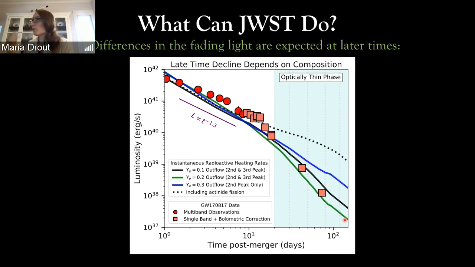So that's the goal of our program, for another one of these programs, to trace the light over time, but really we are focusing on this time period from about 30 days to 120 days after the explosion. We're going to get several epochs of observations with JWST to try and probe how bright it is and how quickly it's fading to try and disentangle what elements were actually created in the explosion.